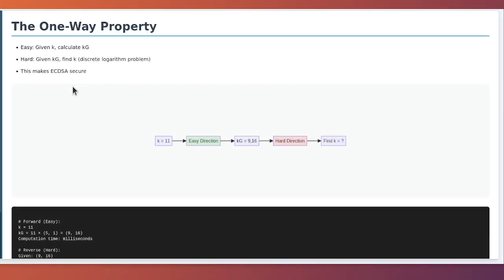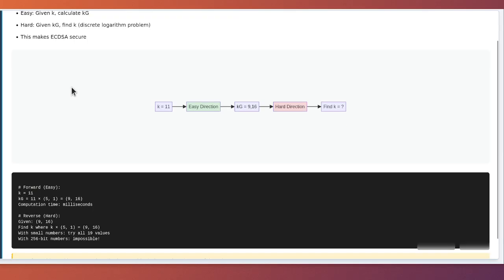The one-way property. The security of ECDSA relies on a one-way mathematical property. Point multiplication on elliptic curves is easy in one direction but extremely hard in reverse. If I tell you to calculate 100 times G, you can do it quickly using the double and add method. But if I give you a point P and tell you it equals k times G for some number k, figuring out what k is becomes incredibly difficult. This is called the discrete logarithm problem.